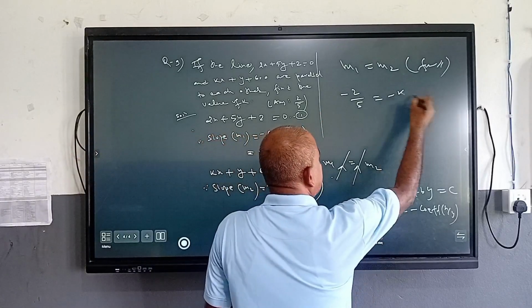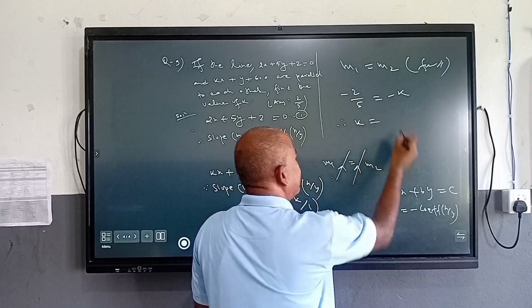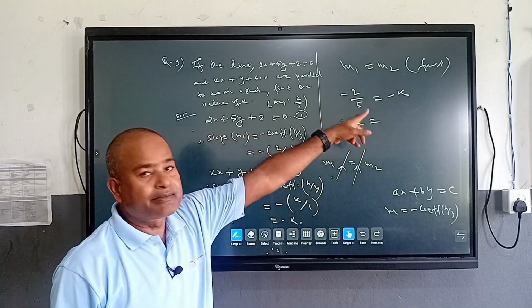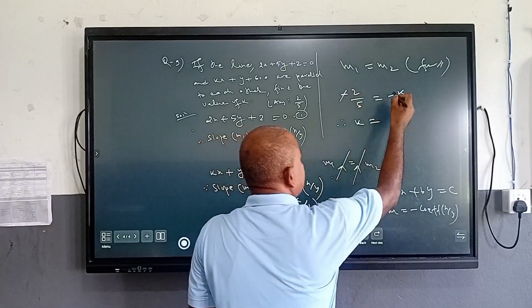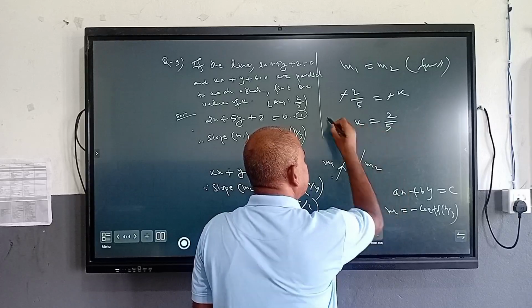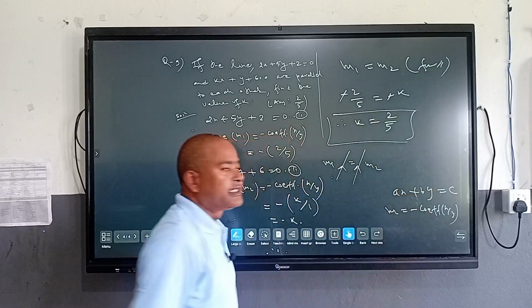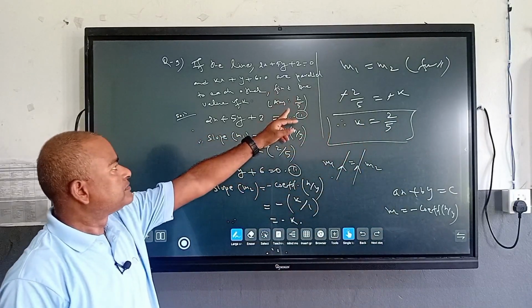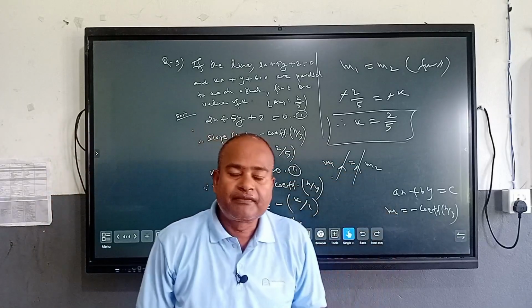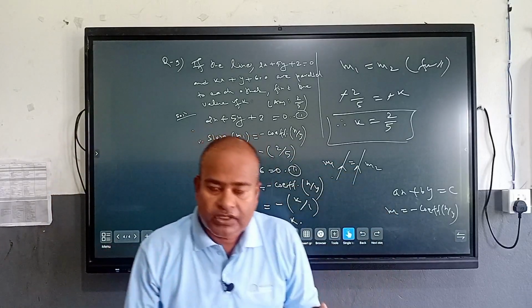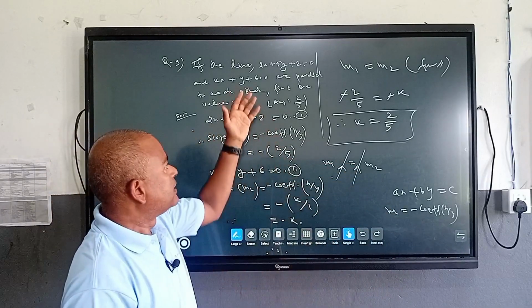Dear students, therefore the value of k is, we can cancel minus from both sides. The value of k is 2 by 5. So dear students, this is the value of k, which is equal to 2 by 5. This is the required solution of the given question.